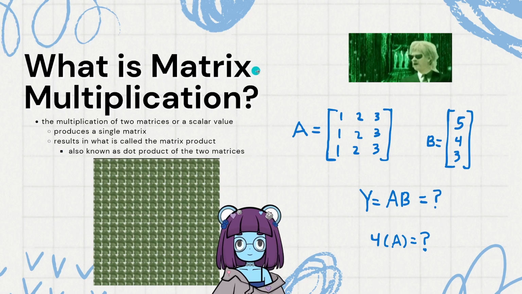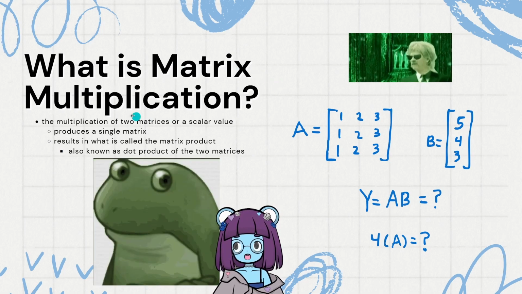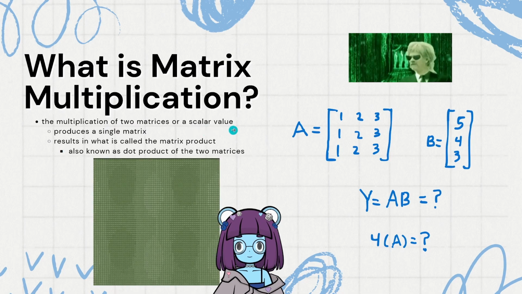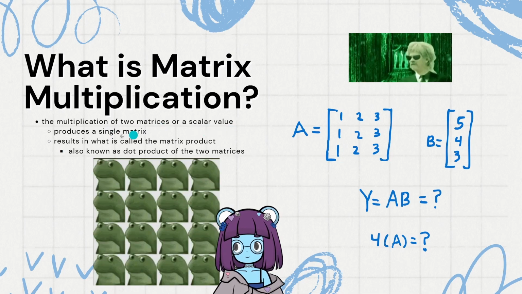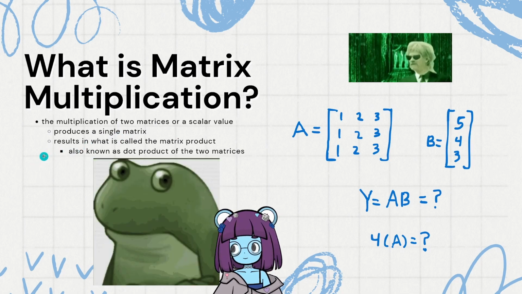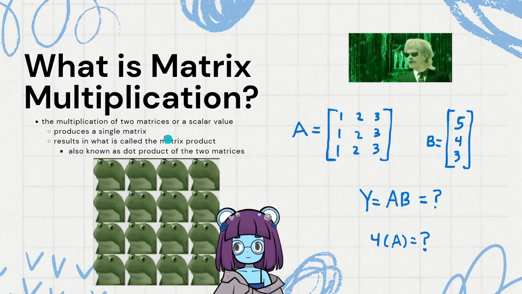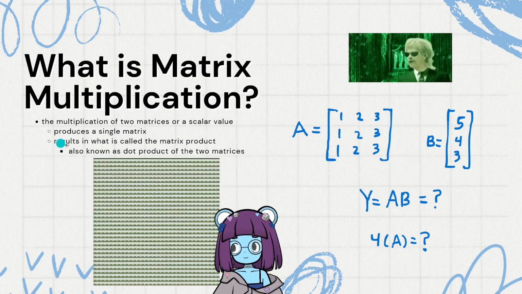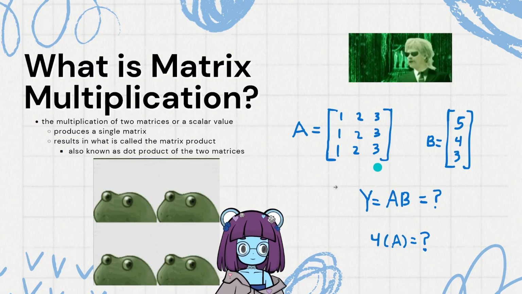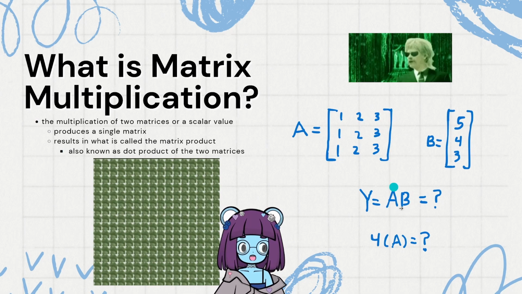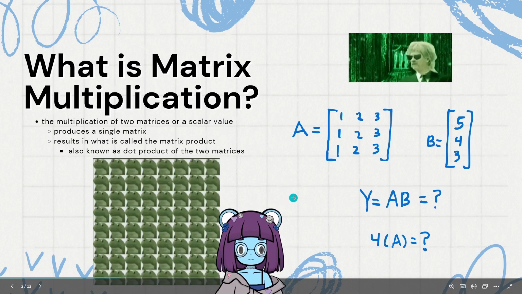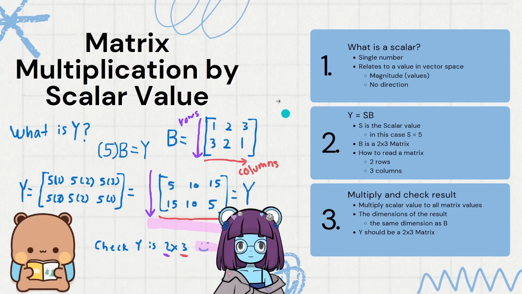What is matrix multiplication? It is the multiplication of two matrices or a scalar value. This operation produces a single matrix called the matrix product, and matrix multiplication is also known as the dot product of two matrices. So here we have two matrices, and you can multiply them with each other, or you can multiply it with a single value, which is a scalar value. And we will get into that right now.